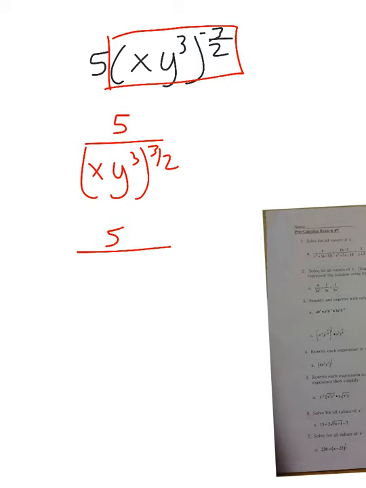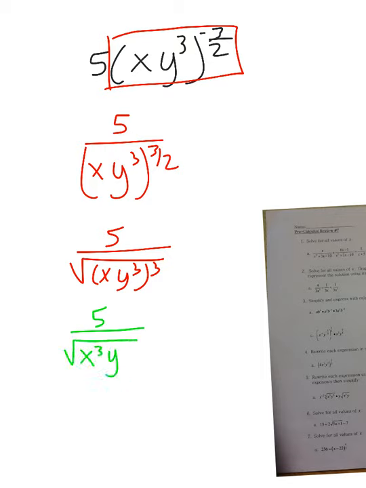Okay, 4b is 5xy to the 3rd raised to the negative 3/2 power. Now remember, in order to do power over the root, you have to have a positive exponent. So this is going to go into the denominator. So it's 5 over xy to the 3rd raised to the 3/2 power. So it's 5 over the square root of x to the third, y to the ninth.